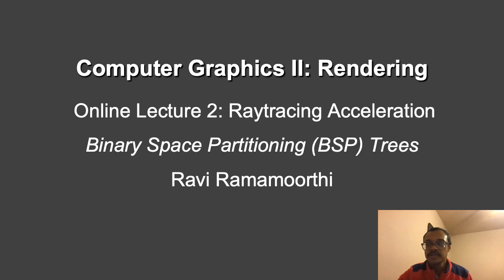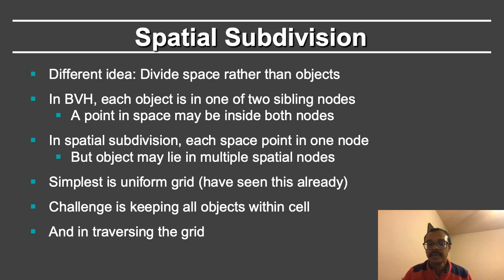We are now going to talk about binary space partitioning trees as our final ray tracing acceleration structure. This gets to the concept of spatial subdivision, which is a different idea where we subdivide space rather than objects. In the bounding volume hierarchy that you just saw, each object is in one of two sibling nodes. A point in space may actually be inside both nodes because the bounding boxes can overlap.